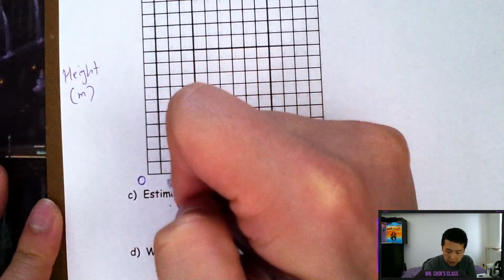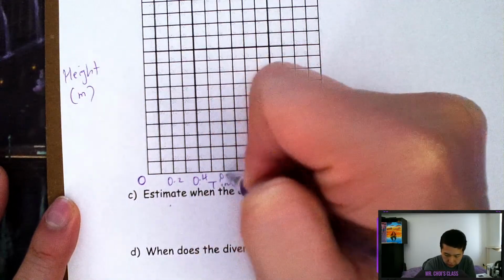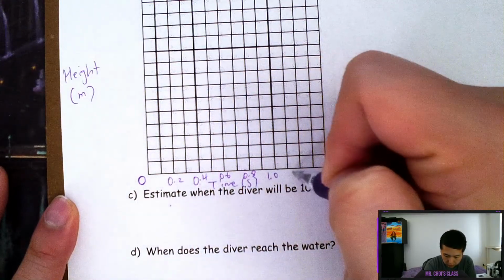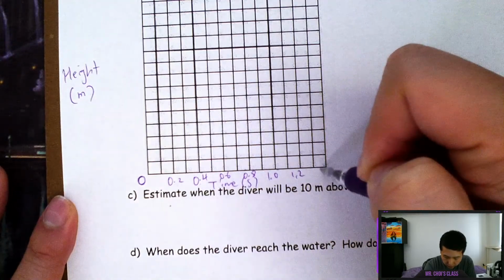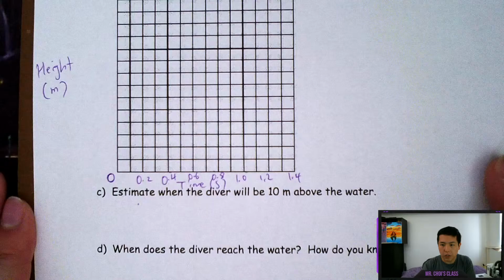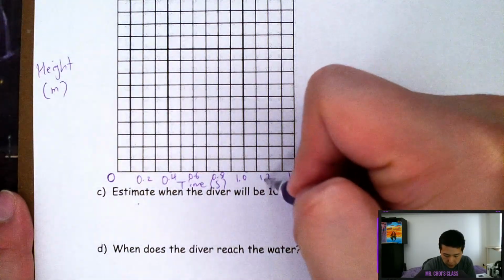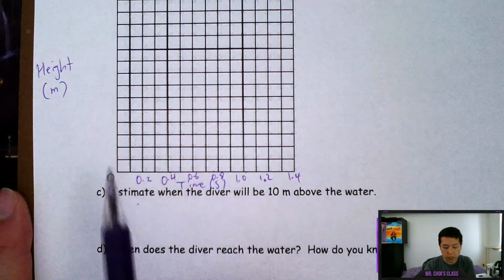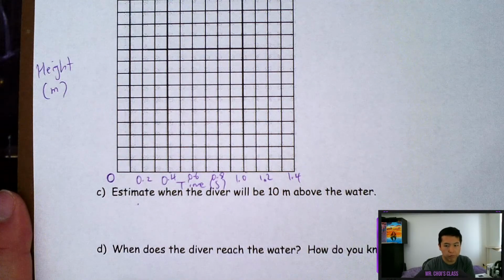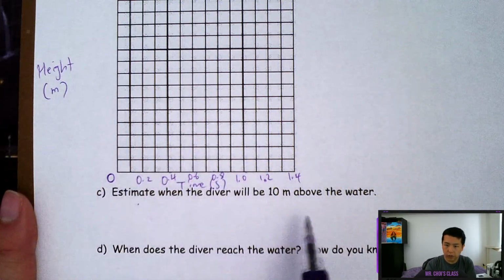So let's do that. Every 2 squares we'll do this. So 0, 0.2, 0.4, 0.6, 0.8, 1.0, 1.2, 1.4. And that's every 2 squares. And notice, if it's every 2 squares, I make sure I start on the second square. Okay? So there's our x-axis scale here.